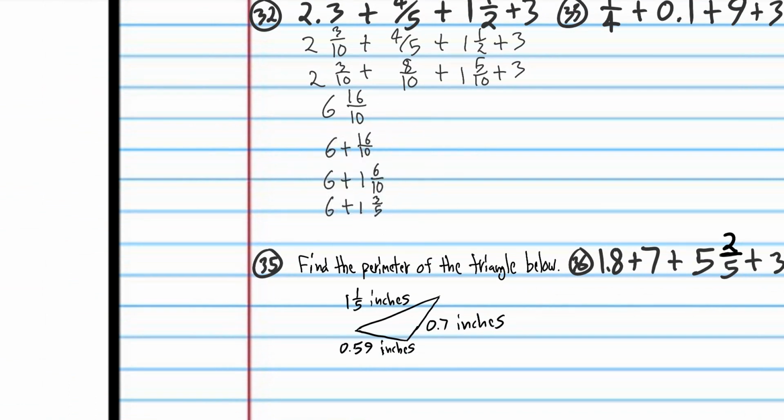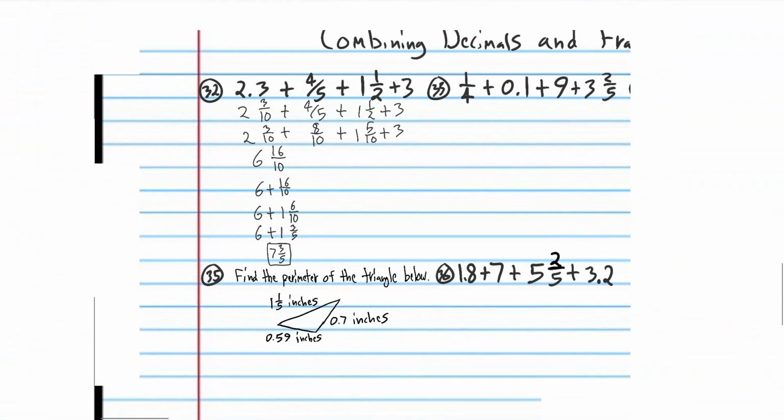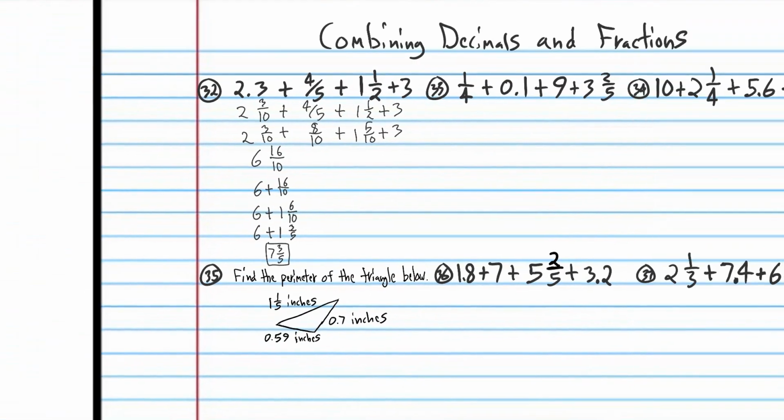Finally, we can add everything together. 6 plus 1 3/5. You just add the whole numbers to get 7 3/5. So yes, I know that was a lot of work. These problems are quite a bit of work, but these are really, really good practice for converting between fractions and decimals and using all the algorithms that we learned previously.